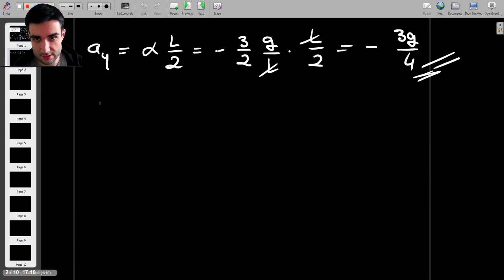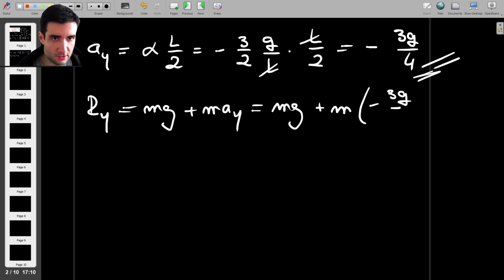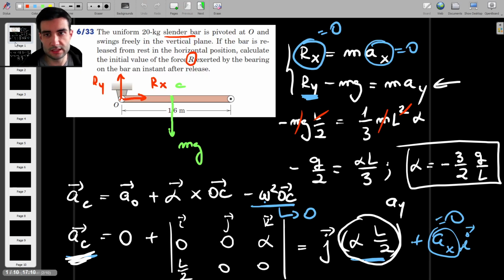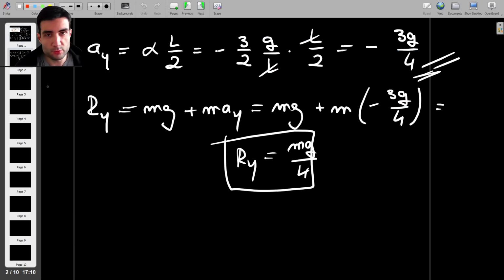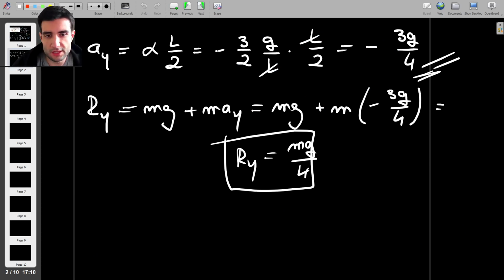So if we use the second equation to find Ry, Ry is going to be mg plus m ay. So it's going to be mg plus m times minus 3g over 4, which is just mg over 4. So that's it. Basically, this tells us that regardless of the mass of the bar, the reaction that's acting in this moment when the bar is horizontal is 1/4 of its weight. And you can put the numbers in, and you're going to get some value, but that's how I would think about doing a question like this. And that's the end of the question.